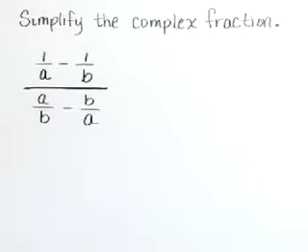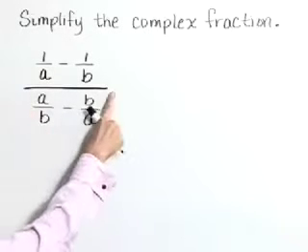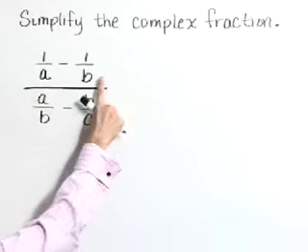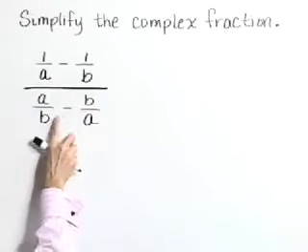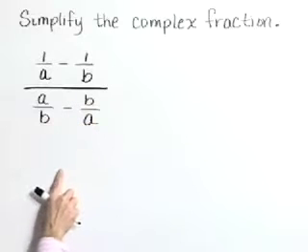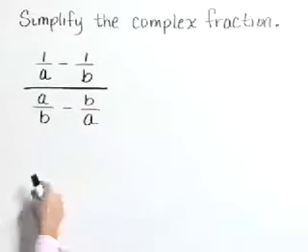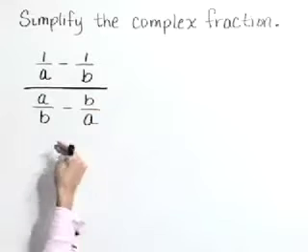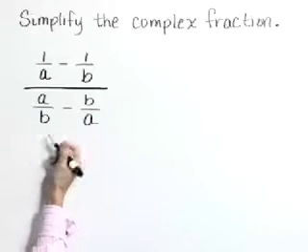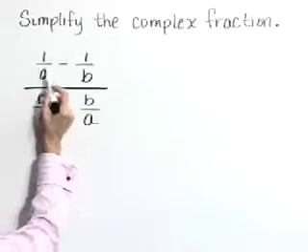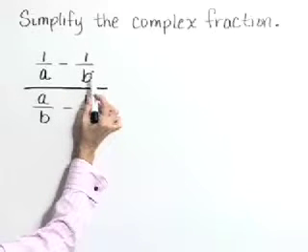Simplify the complex fraction. In our numerator, we have 1 over a minus 1 over b. In the denominator, a over b minus b over a. Now, we're going to simplify this by multiplying through both the numerator and denominator with what we would call a lowest common denominator of all of these minor fractions.